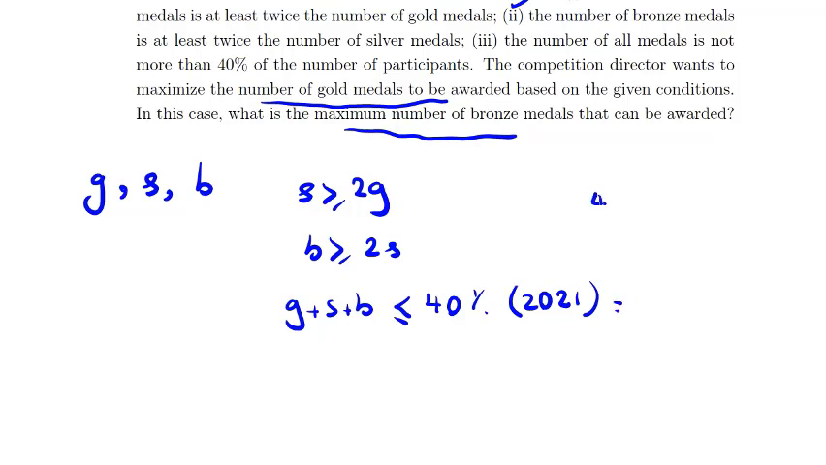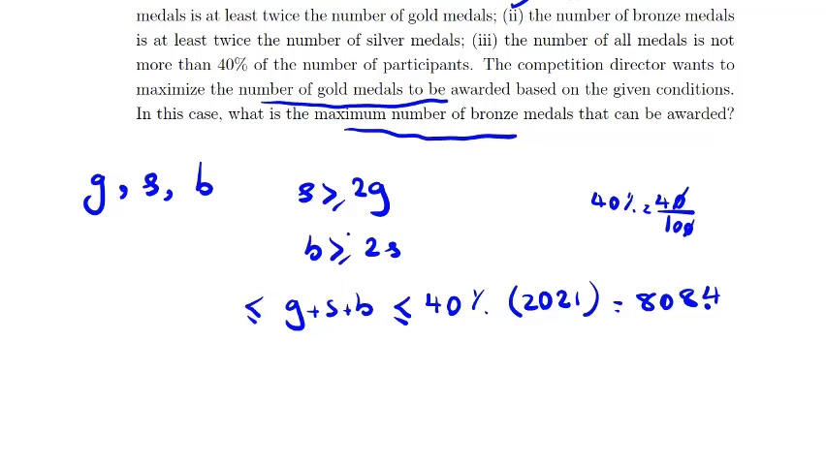40% is 40 over 100, which equals 4 over 10, which equals 2 over 5. Or let's write 4 over 10, it is better. So if we multiply by 4 here, it will be 808.4 over 10. So 808. It's what G plus S plus B is at most, all medals.